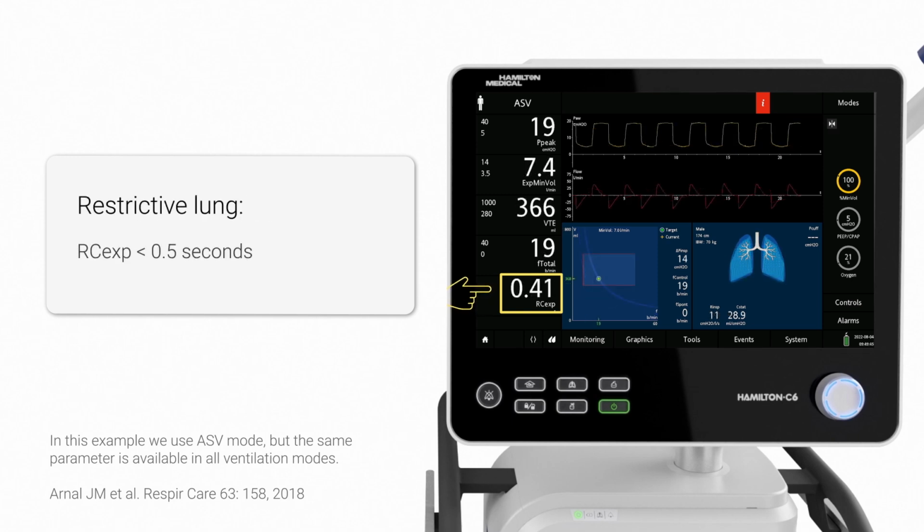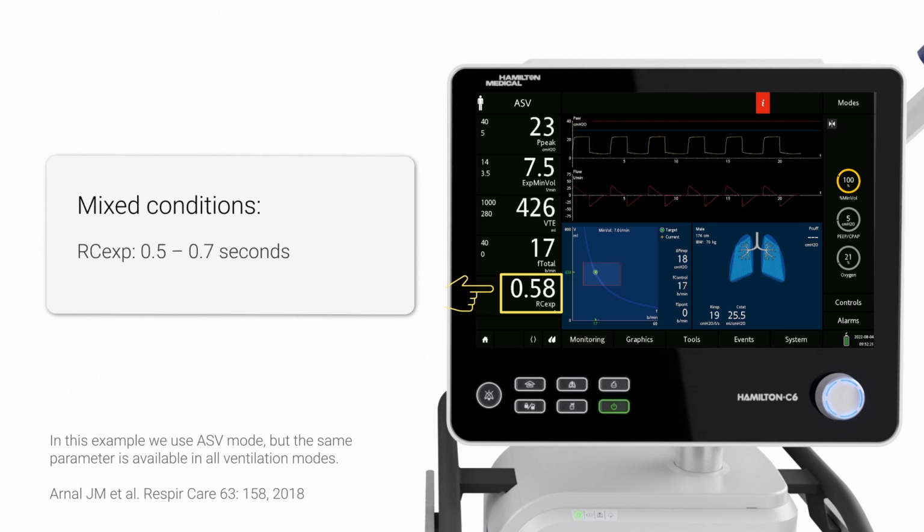RC-EXP of less than 0.5 seconds is considered short and indicates decreased compliance. This could be due to certain conditions of the lung and/or the chest wall, including ARDS, lung fibrosis, atelectasis, kyphoscoliosis, increased abdominal pressure, pneumothorax, or large pleural effusions.